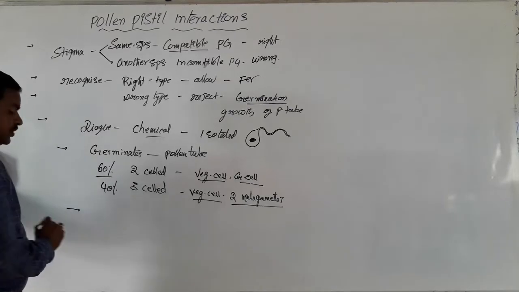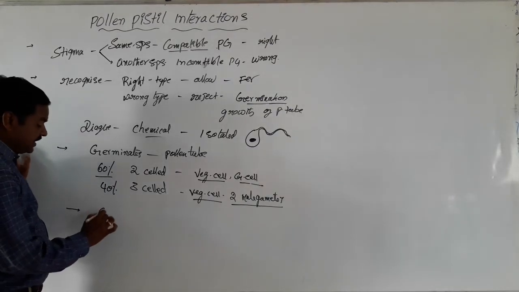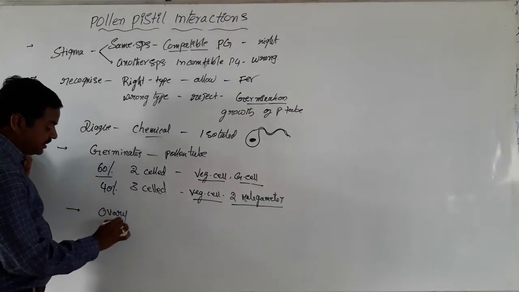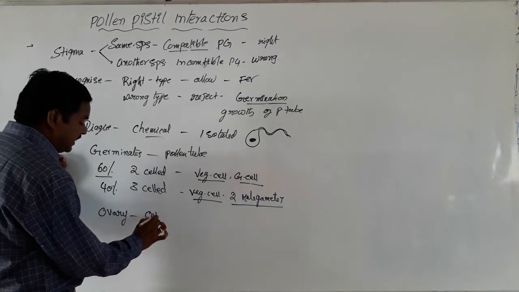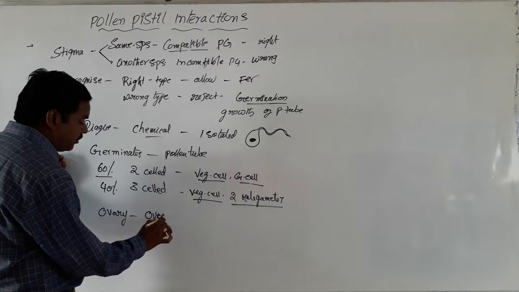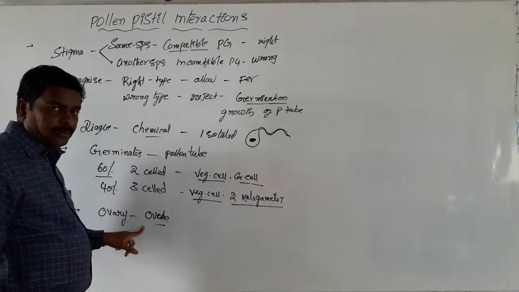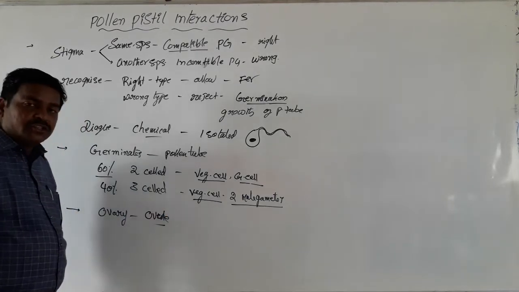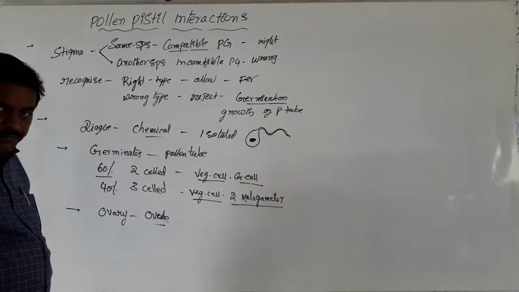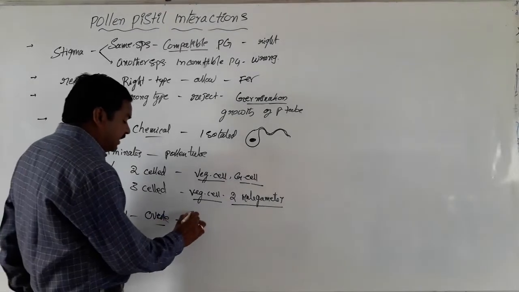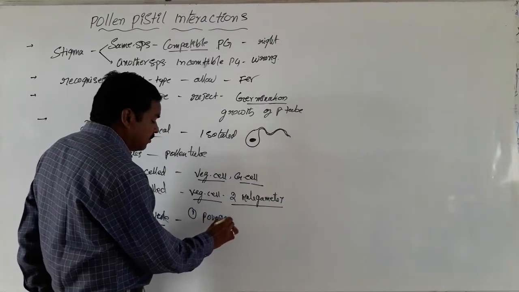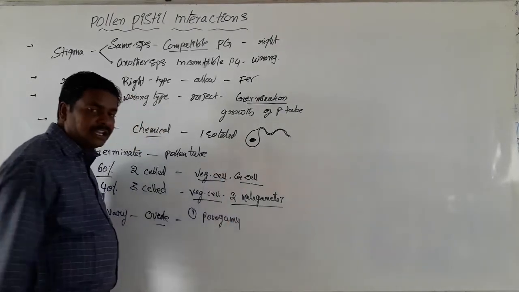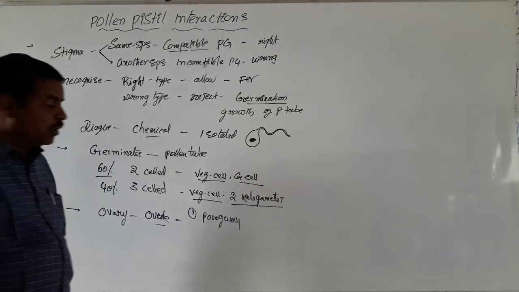Once the pollen tube reaches the ovary, it then enters into the ovule. The entry of the pollen tube into the ovule is of 3 types. One is porogamy.